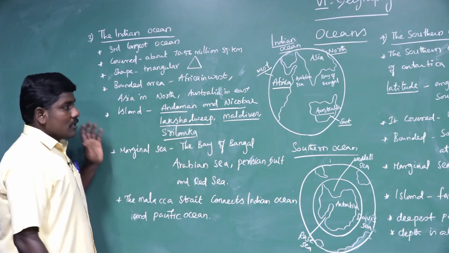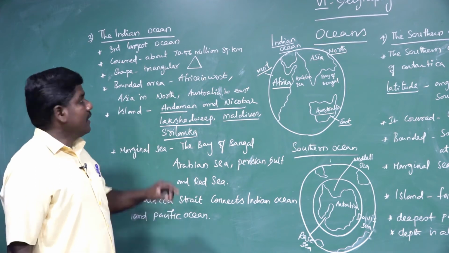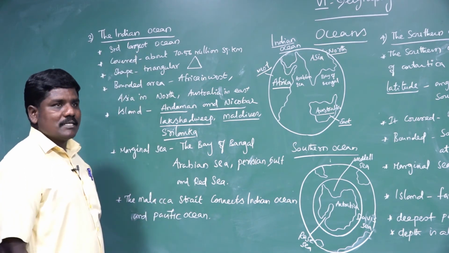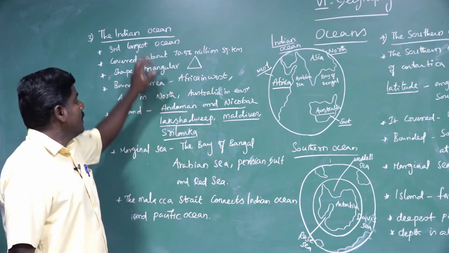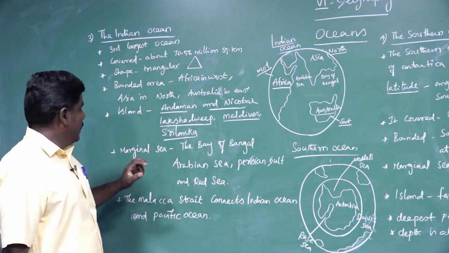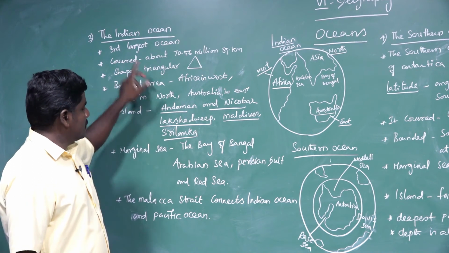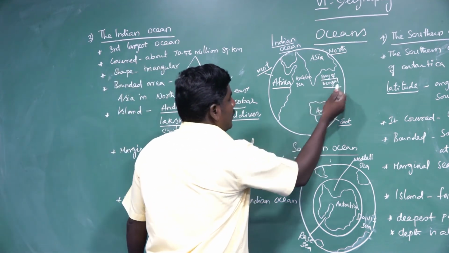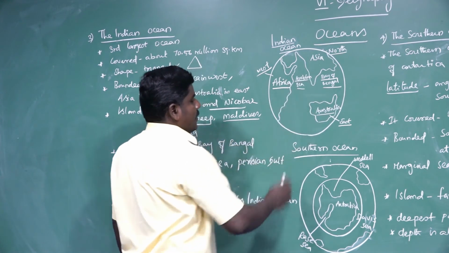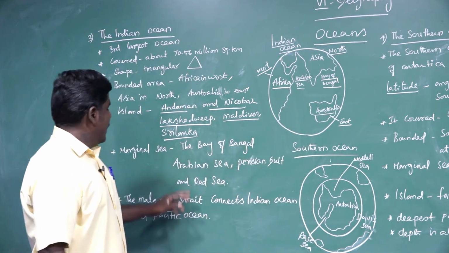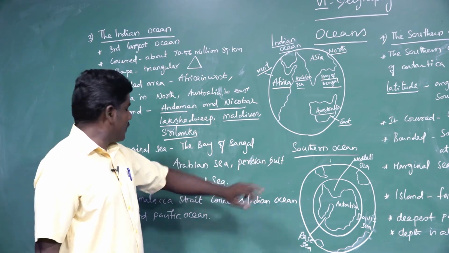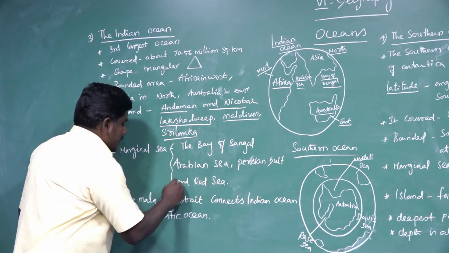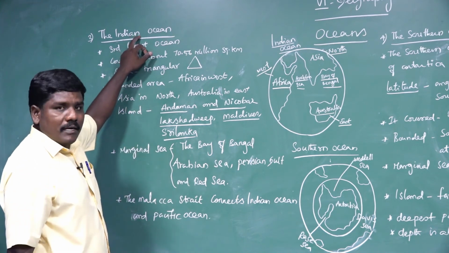And then some of the marginal seas are found in the Indian Ocean. Marginal seas means the nearest seas of the Indian Ocean. They are Bay of Bengal, Arabian Sea, Persian Gulf and Red Sea. So those are the marginal seas of the Indian Ocean.